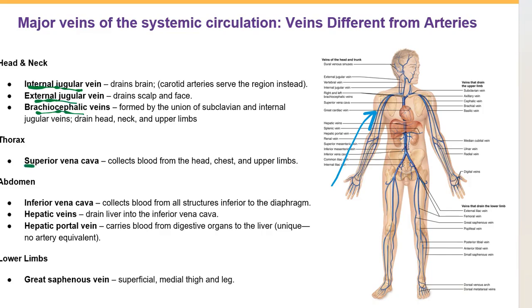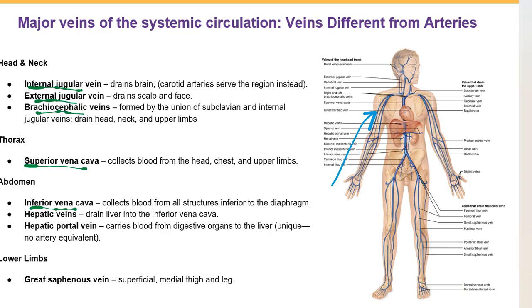So we have superior vena cava, which is collecting the blood from the head, chest, and upper limbs. Instead of aorta as in arteries, we have superior vena cava as the vein in the thorax region. And in the abdomen region we have inferior vena cava, the major vein collecting blood from all the structures inferior to the diaphragm, or the lower part of the body, both legs, the abdominal area, and all organs found in the abdominal pelvic cavities.